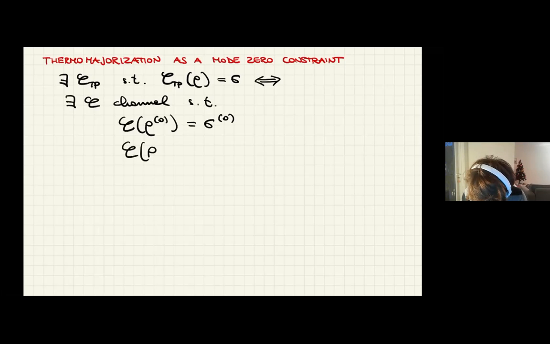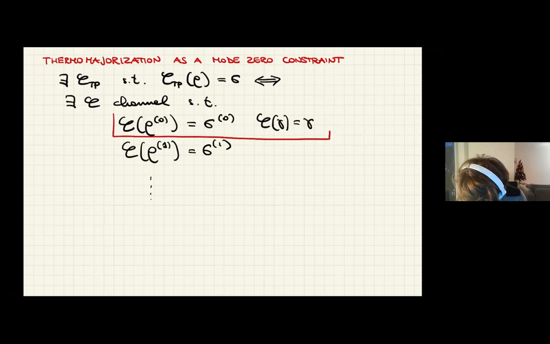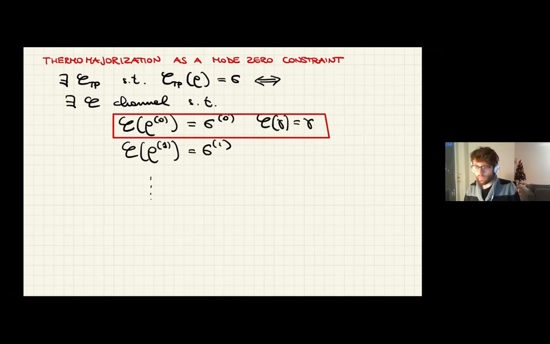The mode 1 goes into the mode 1, and so on. Plus, of course, we know that we need to preserve the gamma state, right? And now what we can recognize is that actually this sub-problem, the part of the problem that involves only mode 0, is the problem that we solved yesterday.